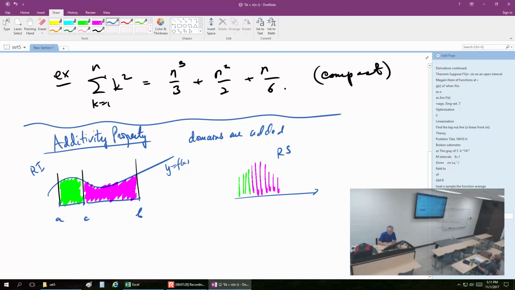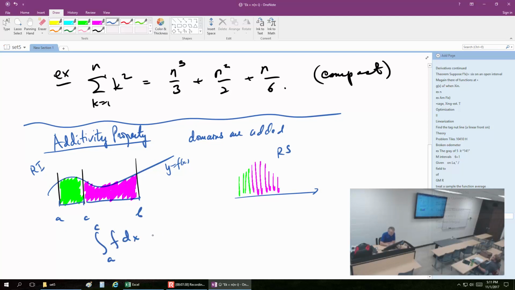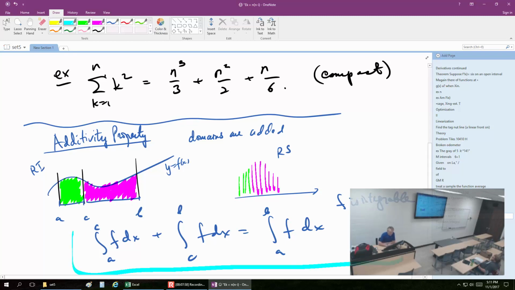So the way we put it is this. The property is the integral from a to c of f dx plus the integral from c to b of f dx is equal to the integral from a to b of f dx. Okay, so that is the additivity property.